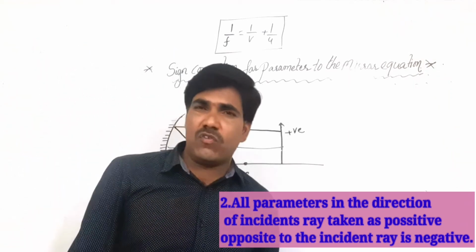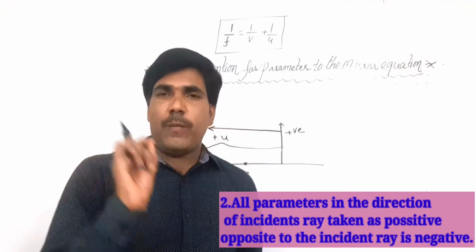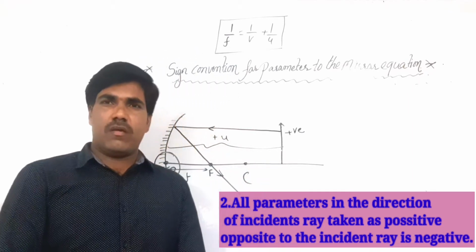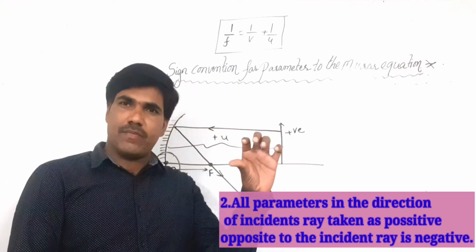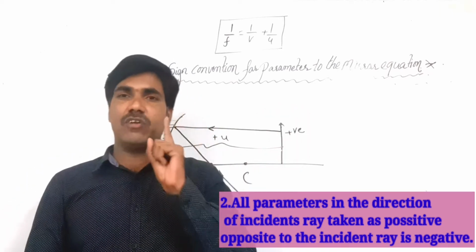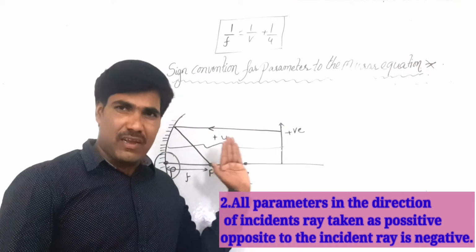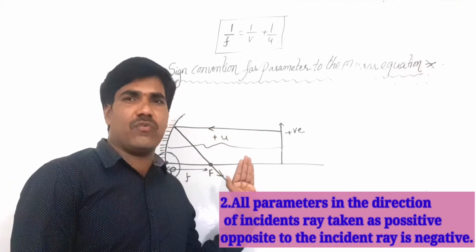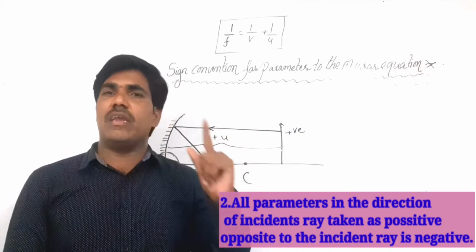The second point is what, students? Whatever parameters you consider along the incident ray, in the direction of the incident ray, are taken as positive. And in case it is opposite to the direction of the ray, it is taken as negative.